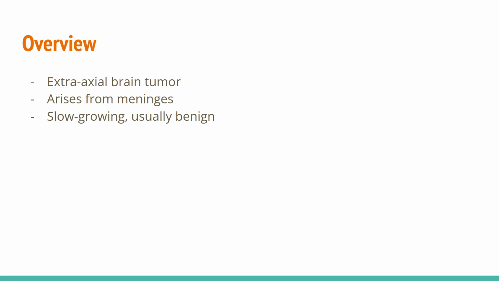All right, so overview. Meningiomas are extra-axial brain tumors that arise from the meninges, and they are typically benign and slow growing, and they can also grow outside of the brain tissue itself. So most of their symptoms come from the compression of adjacent brain structures rather than invasion of the brain parenchyma.